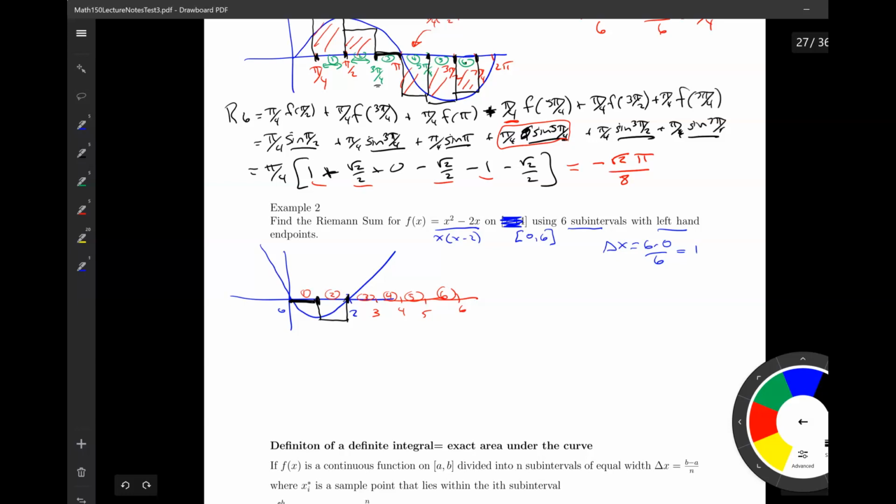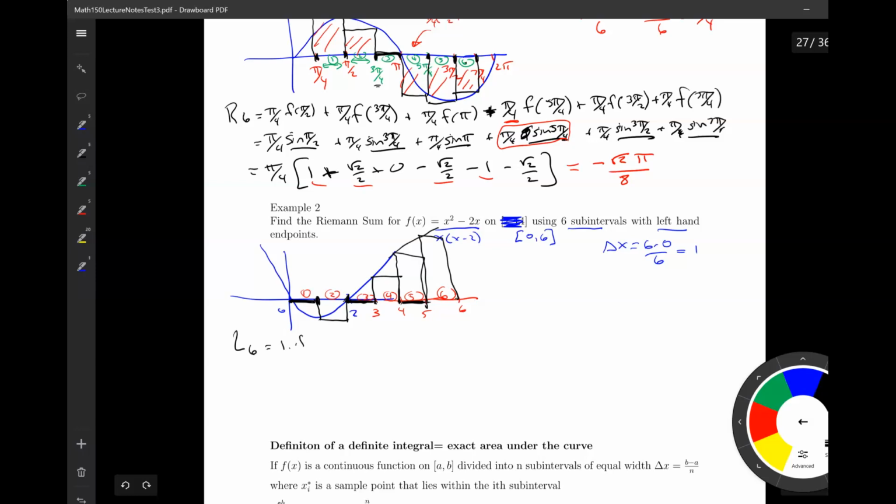Rectangle 3, left-hand endpoint, it's giving me this again. Left-hand endpoint for rectangle 4 gives me this. Left-hand endpoint for rectangle 5 gives me this, continuing the function out. And left-hand endpoint for rectangle 6 gives me this. All right, so L sub 6. The width of each rectangle is 1.